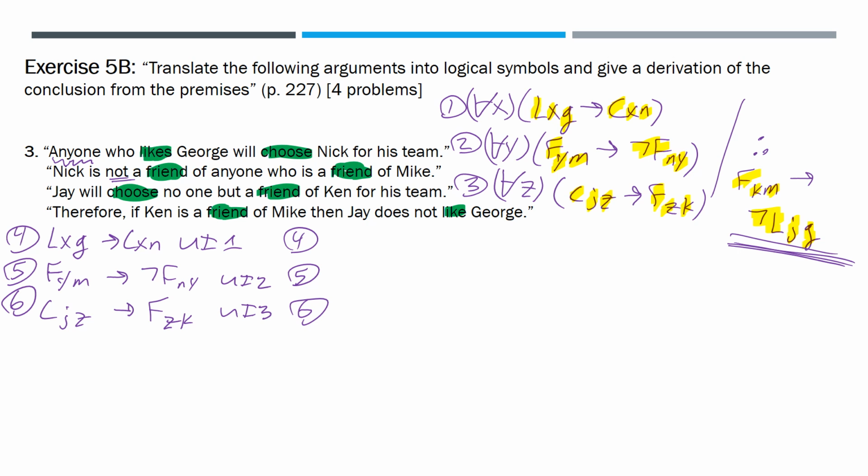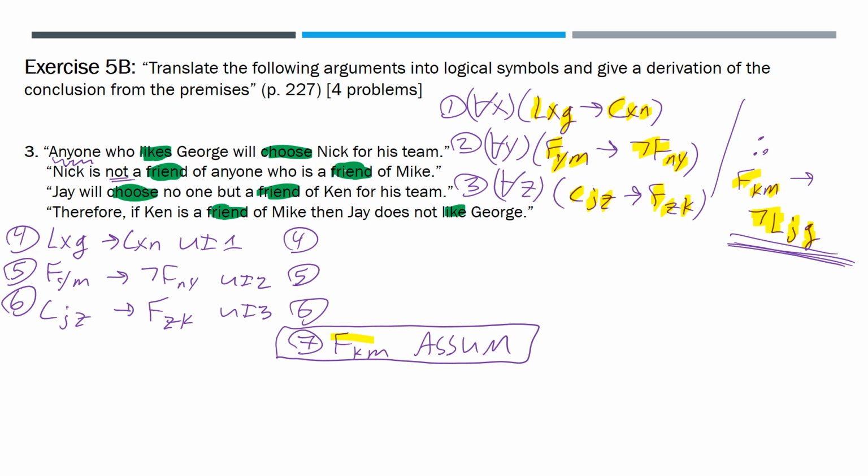Okay, now what? Well, we do have a conditional as our conclusion, so we can do a conditional proof. So for 7, thinking ahead, we could say FKM. This is an assumption, and we'll place it under quarantine. And this gives us a hint in terms of what we should substitute for what.